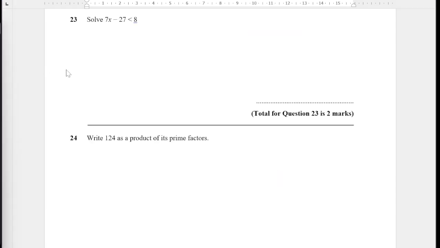Okay, question 23, solve. So we've got an inequality symbol here. I treat this just like an equal sign. So solving the equation, I would add 27 on both sides. So that would give me 7x has to be less than 8 plus 27, which is going to be 35. And then divide both sides by 7. So x is going to be less than 5.